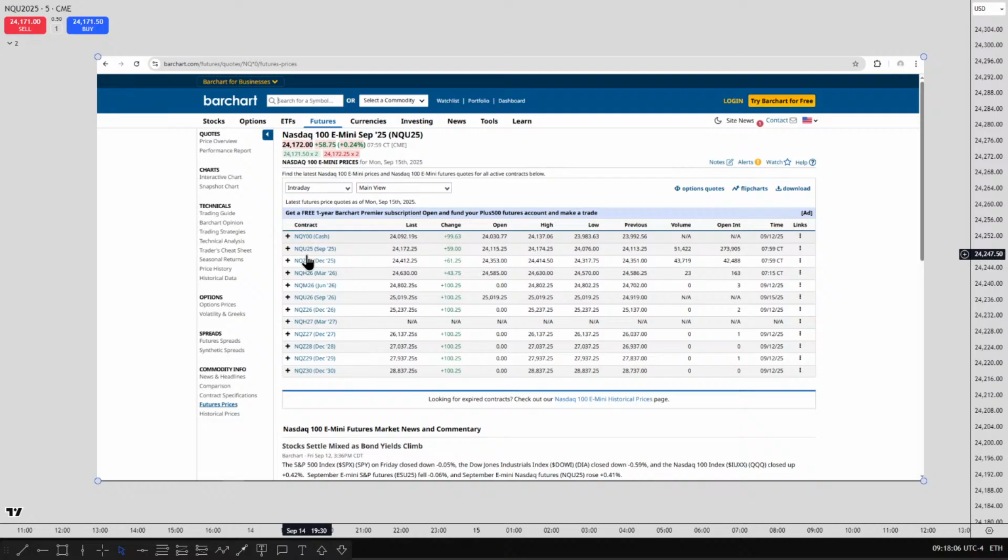So there's four contract rollovers every single year. You have from December to March, from March to June, from June to September, and then from September to December. And then you reset again. So in the third week of the expiration month, where it says September 25th, or September 2025, that's the expiration month. So this contract will expire in September 2025.